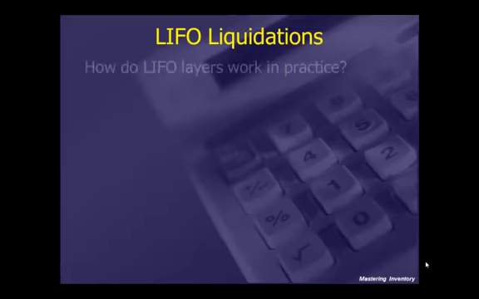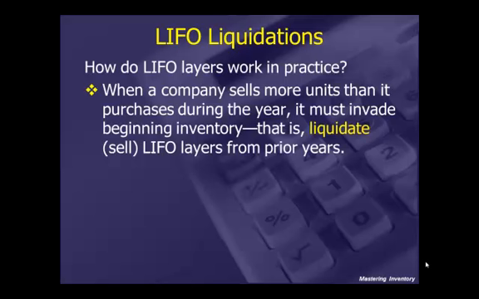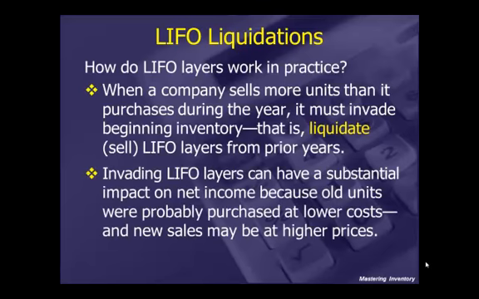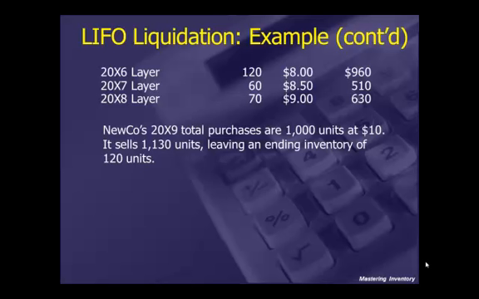Now, LIFO liquidation. How do the LIFO layers work in actual practice? When a company sells more units than it purchases during the year, it must invade a beginning inventory. That is, it needs to liquidate, sell off LIFO layers from prior years. Invading those LIFO layers can have a substantial impact on net income because those old units were probably purchased at lower cost. And new sales may be at higher prices, making a gap there.